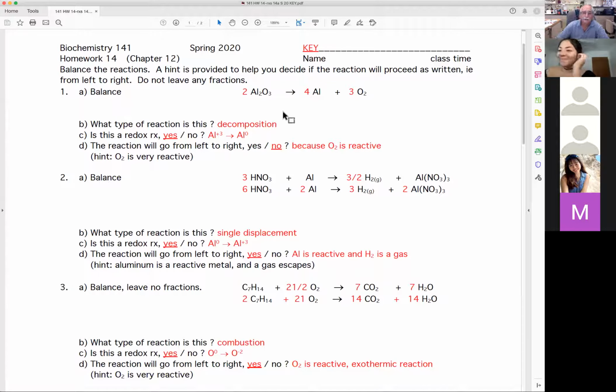Is it a redox reaction? Yep. How do I know that? Because I'm going from a +3 to a 0. That's enough to tell me right there. But if I ask you what happened to aluminum, it went from +3 to a 0, that means it gained electrons, so it got reduced. Make sense? Yep. So oxygen must have gotten oxidized.